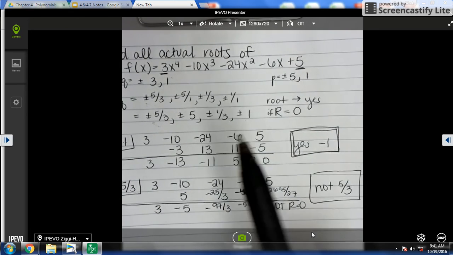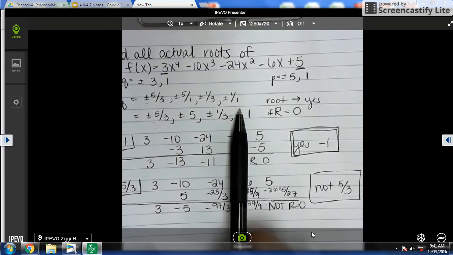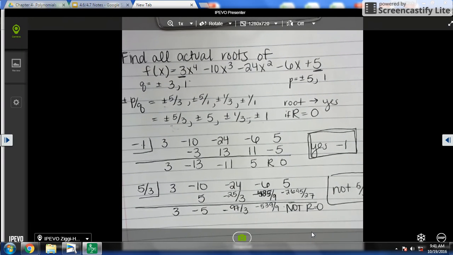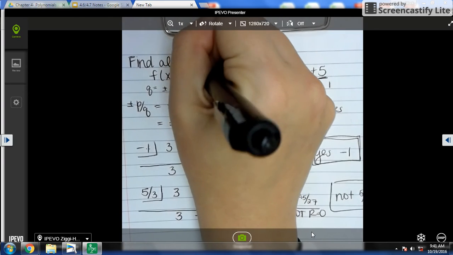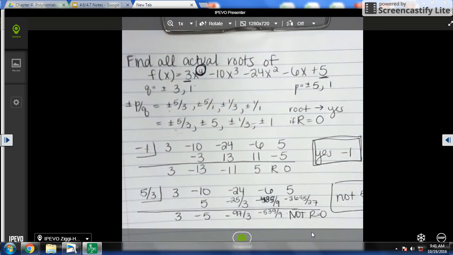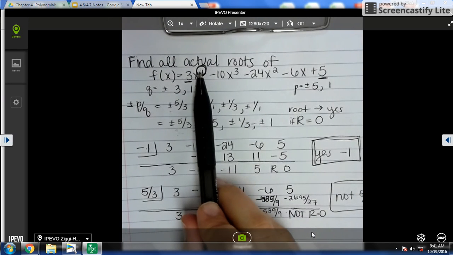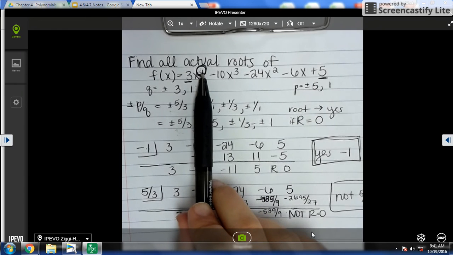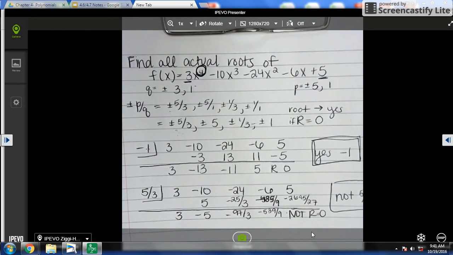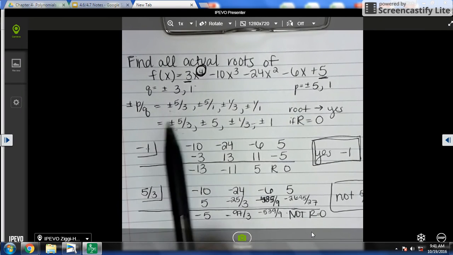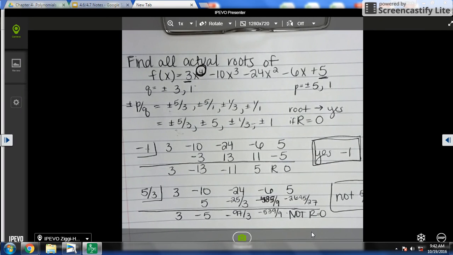Now, you would continue going through all 8 of these until you test whether they work or do not work. However, we know that since the degree is 4, this is going to have a maximum of 4 roots. So once you find 4 roots that work, you can stop there. Otherwise, you would test all 8 until you see how many of those roots work.